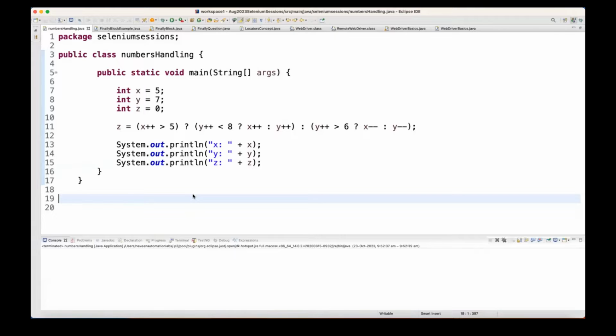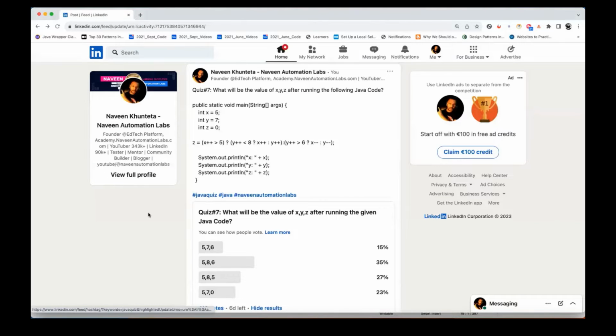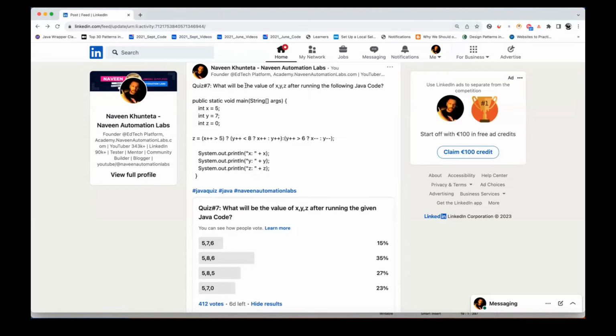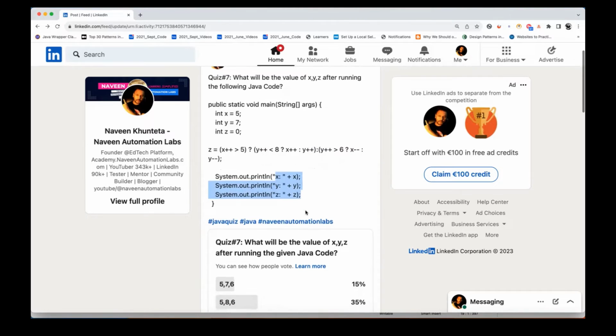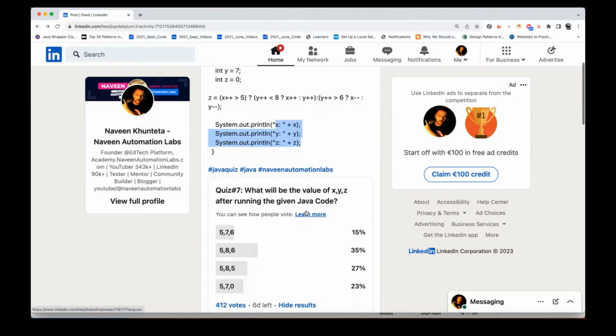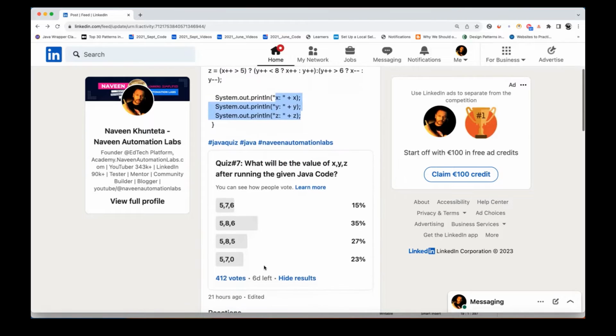Today we have another question, the one that I asked on my LinkedIn page also: what will be the output for XYZ after running the following Java code. Initially X is 5, Y is 7, Z equals 0, and this is the expression that I have given, and I was asking about the value of XYZ. And then I have given these four options. There are around 412 votes that we got.